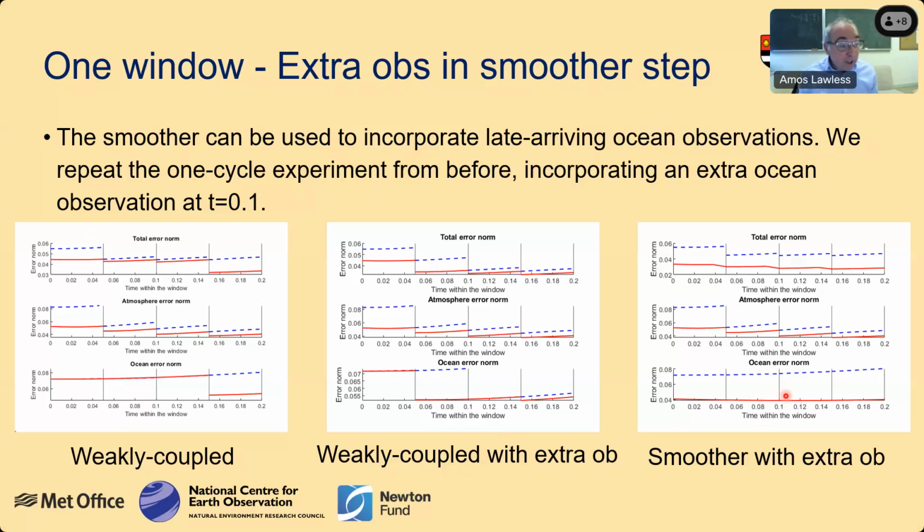And you can see that we are not only making an improvement here in the ocean with respect to the standard weakly coupled, but we do have a bit of an improvement even with respect to if we had that extra observation there in the first place, which is the center plot here. Because in the smoother step we're now using the observations at point 1 and point 2 over the whole window to try to correct the whole window, and so we even get a correction at the initial time, which we were not able to do in the weakly coupled system.